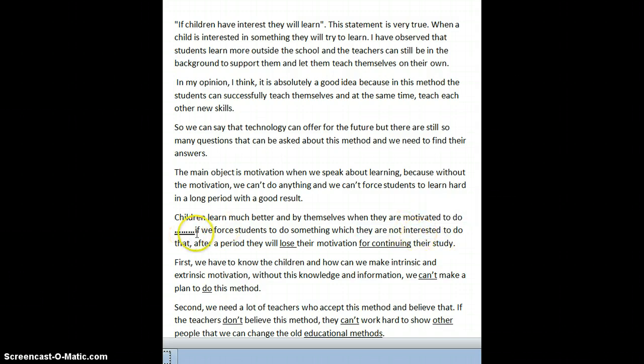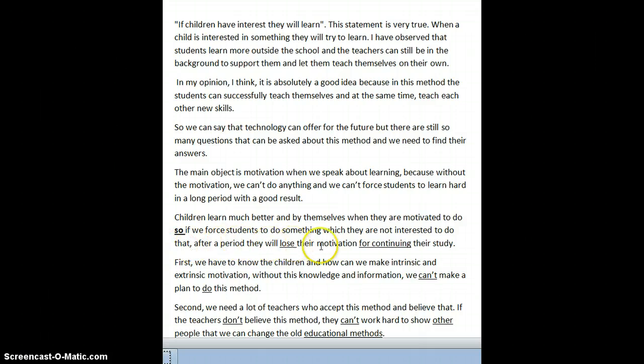Well done. Now here what I was looking for was the word so, to do so, and the reason why we use so is just so that we don't repeat what we've already said. So in this sentence, children learn much better and by themselves when they are motivated to do so. Instead of saying children learn much better and by themselves when they are motivated to learn much better and by themselves, it's just stopping us from repeating the sentence again. So the word I was looking for is so. But obviously you've seen this and you've learned that now.